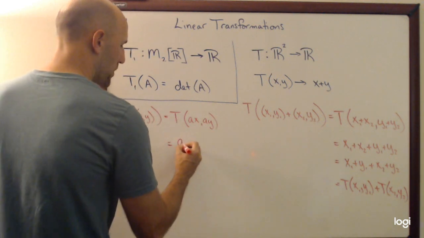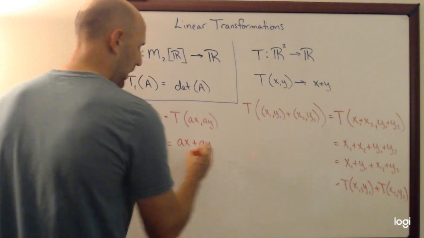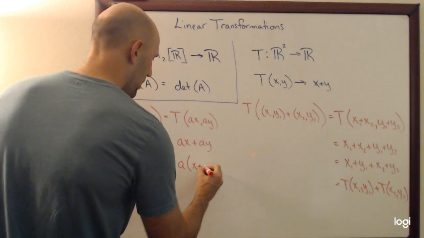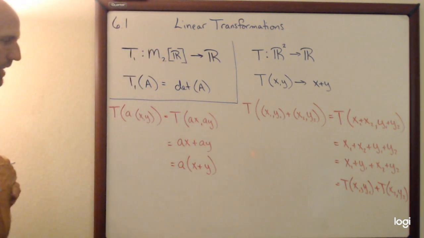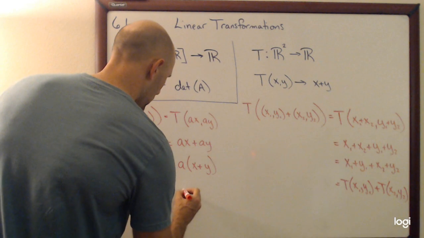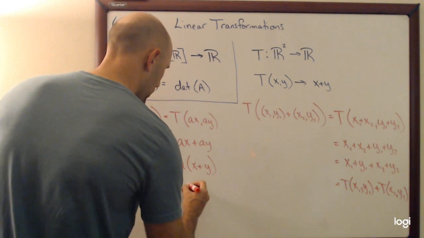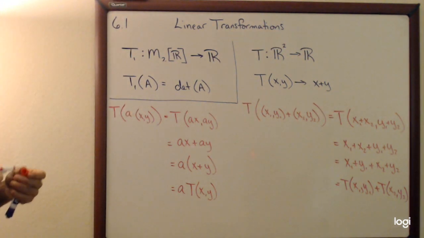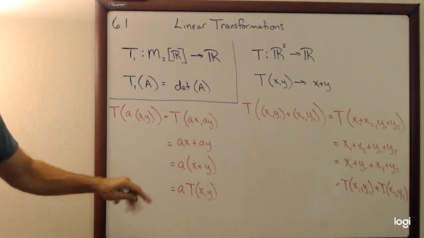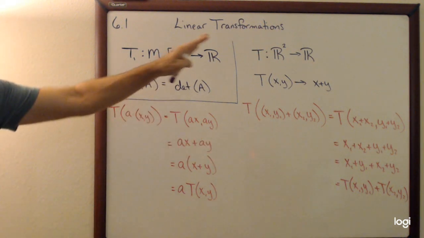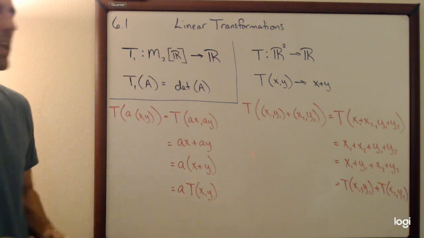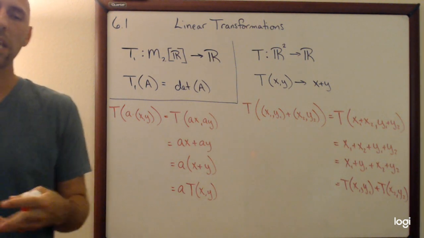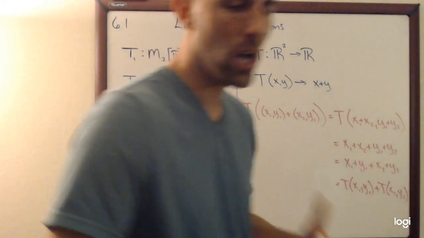By my transformation, this is ax plus ay. Because the distributive property holds for real numbers, this is a times x plus y. So this is a times, well, x plus y, that's just the transformation of x, y. And so the property holds here. And again, these two properties hold completely for this particular transformation, and they didn't hold for the other one. And this is the distinction between being linear and being non-linear.